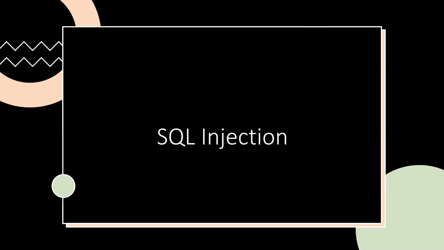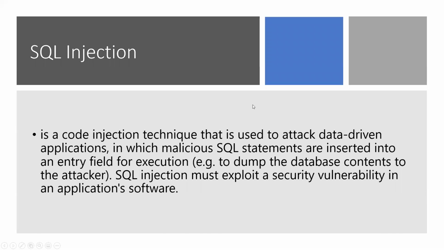So to start, SQL injection is a code injection technique that's used to attack data-driven applications in which malicious SQL statements are inserted into an entry field for execution. An example of this is when an SQL statement is entered or inserted to dump the database contents to the attacker. SQL injection must exploit a security vulnerability in an application's software.